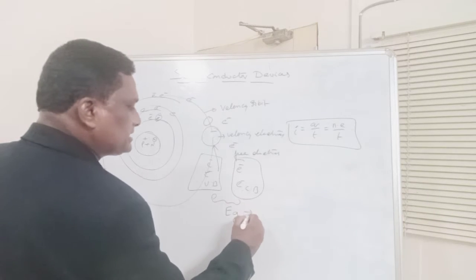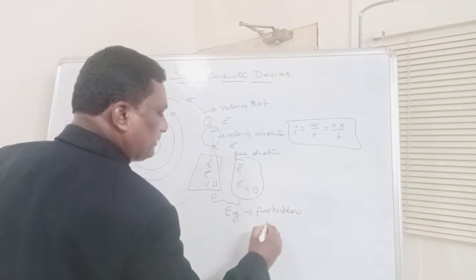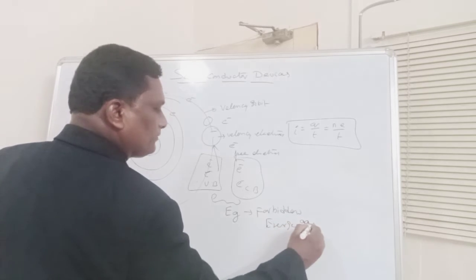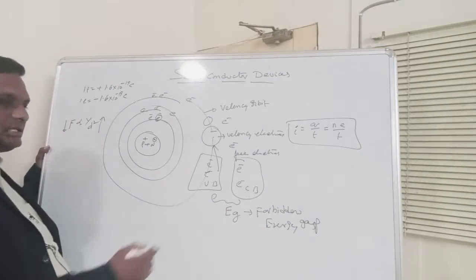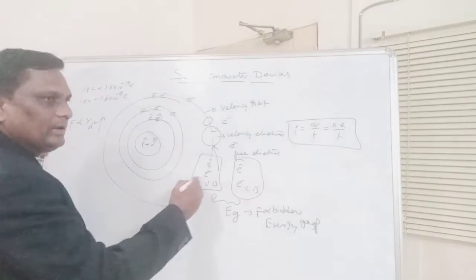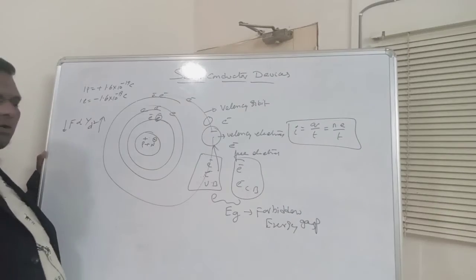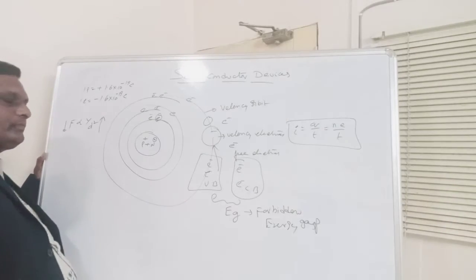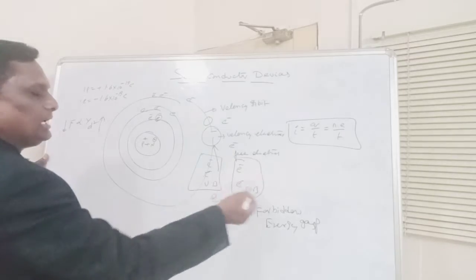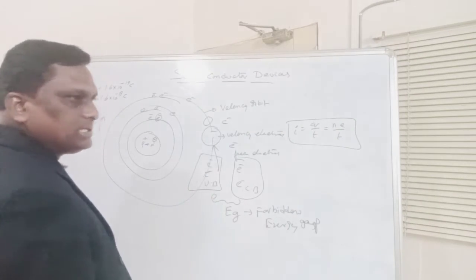So Eg we call it as the forbidden energy gap. What does the forbidden energy gap mean? This is the gap between the valency band and conduction band. What is the valency band? I will repeat. The region or locus where the valency electrons, the outermost electrons, exist. What is the conduction band? It is the region or locus where the free electrons exist. The gap between these two gives you the forbidden energy gap.